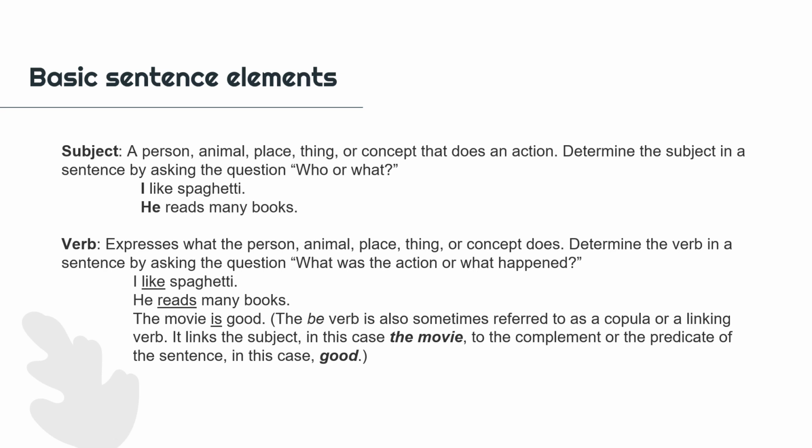The be verb is also sometimes referred to as a copula or a linking verb. It links the subject, in this case the movie in the third sentence, to the complement or the predicate of the sentence, in this case, good.